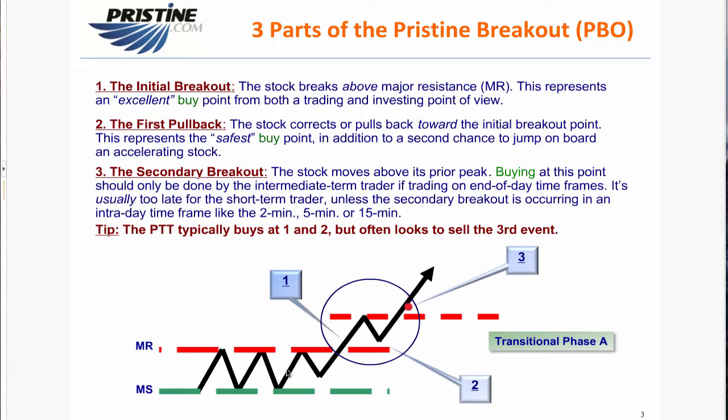Okay, so what we call this is transitional phase A, the link between stages 1 and 2. Because everything within this circle is not yet in an uptrend. Remember, an uptrend is defined as 2 or more higher highs and higher lows. Right here, all we have is 2 higher highs and 1 higher low.